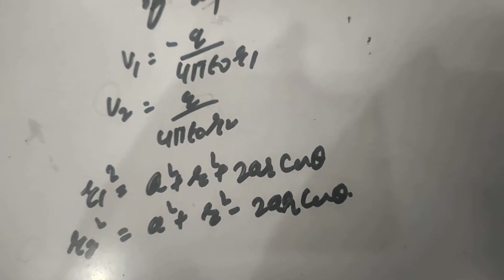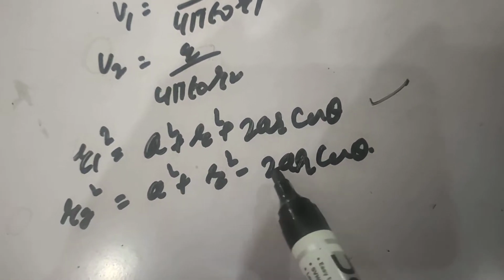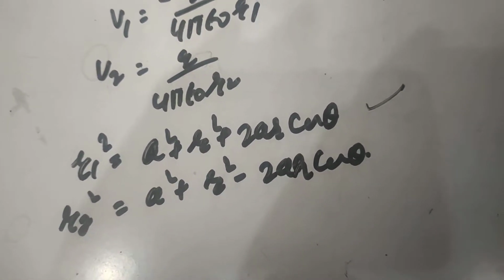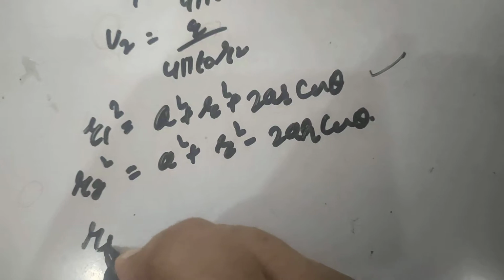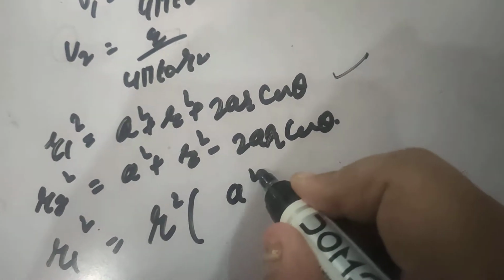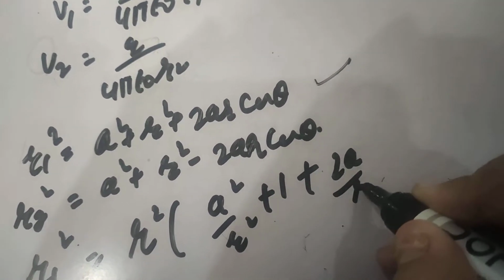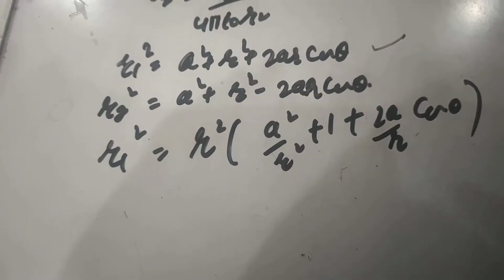So in the previous slide we have discussed that r1 square can be calculated by this and r2 square can be calculated by this formula. Now more simplifying this, r1 square is equal to, taking r square common, r square times (a square by r square plus 1 plus 2a by r cos theta).